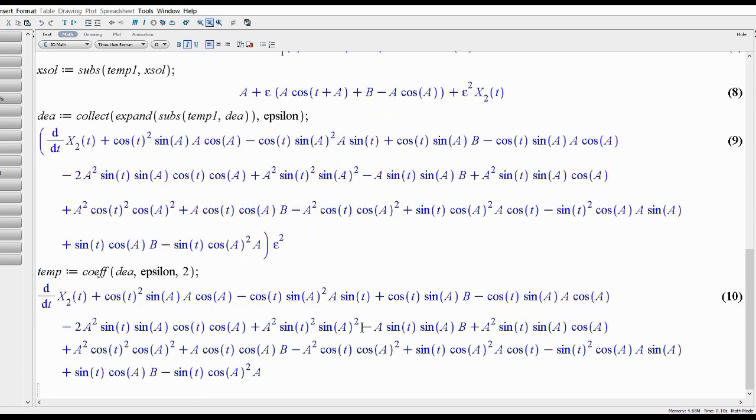and then I say dsolve temp, and then x2 of 0 is equal to some number c, and I solve this for x2 of t.